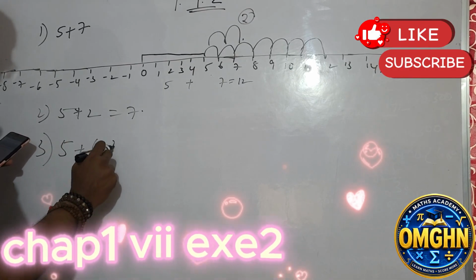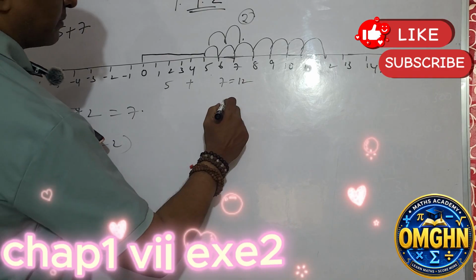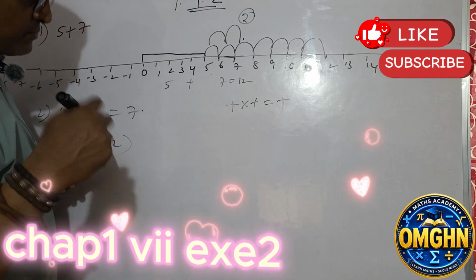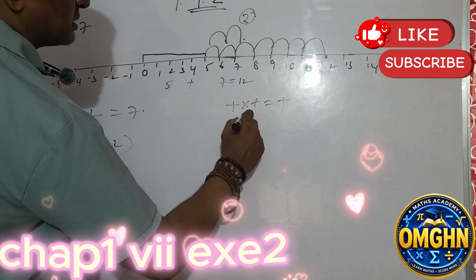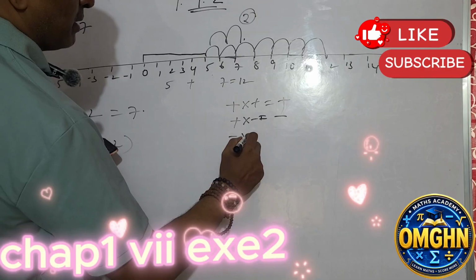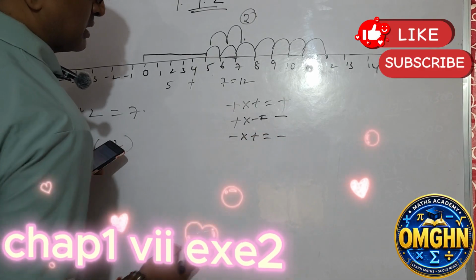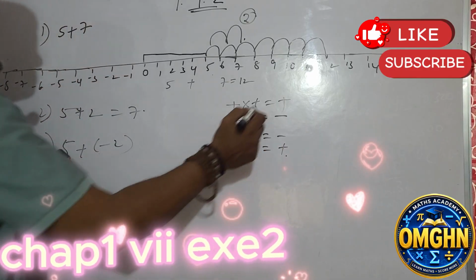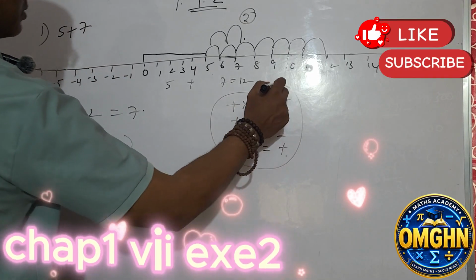The third question: 5 plus -2. Here one more thing we have to take. Plus into plus equal to plus. Plus into minus equal to minus. Minus into plus equal to minus. Minus into minus equal to plus. These signs you have to keep in mind.